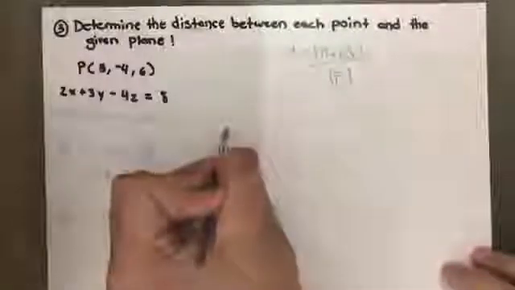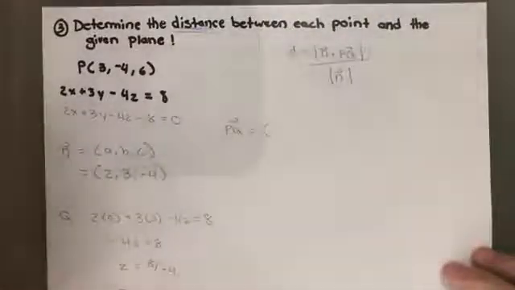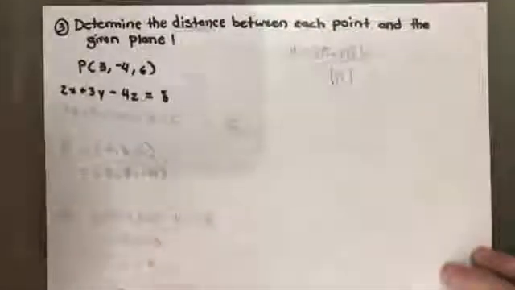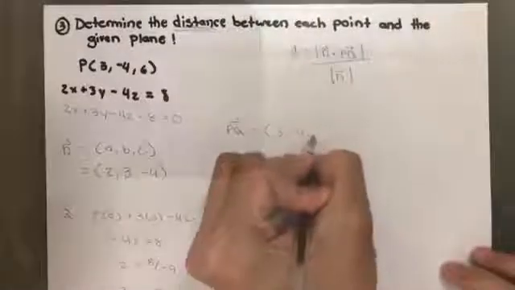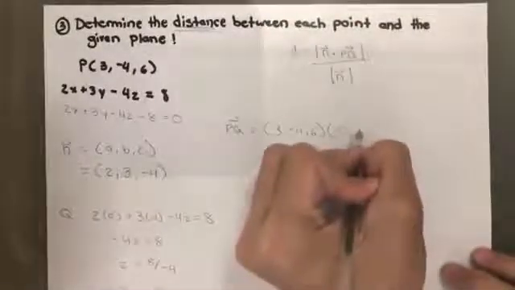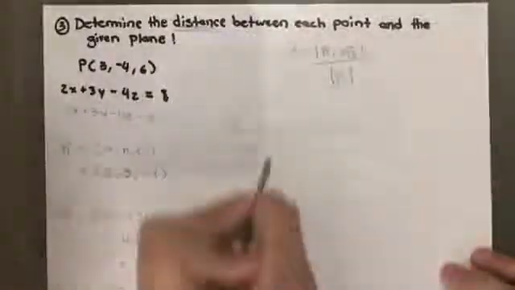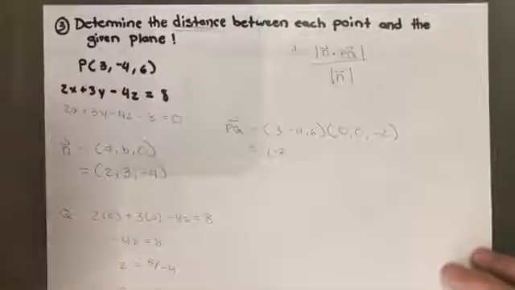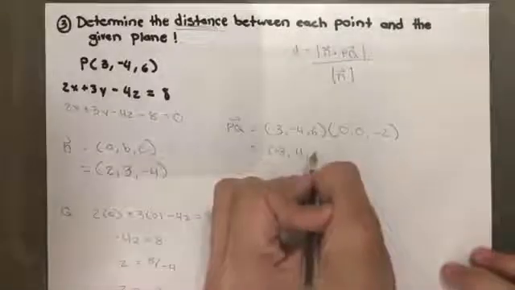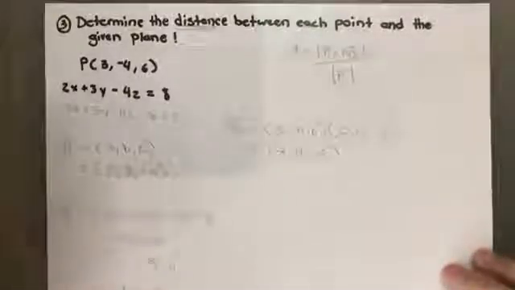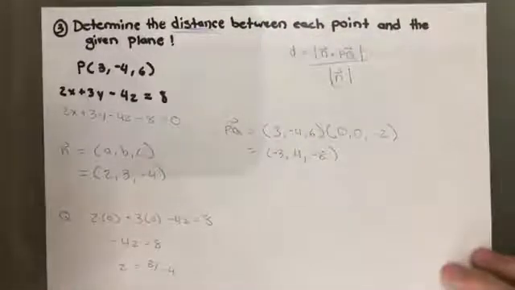Now to solve for PQ, we need to subtract, doing y2 minus y1 for all three values. We have 3, negative 4, 6, and then 0, 0, and negative 2. 0 minus 3 gives us negative 3. 0 minus negative 4 gives us a positive 4. Negative 2 minus 6 gives us negative 8. That's our PQ value. Now we know our normal and we know our PQ. Let's put it into the equation to solve for distance.